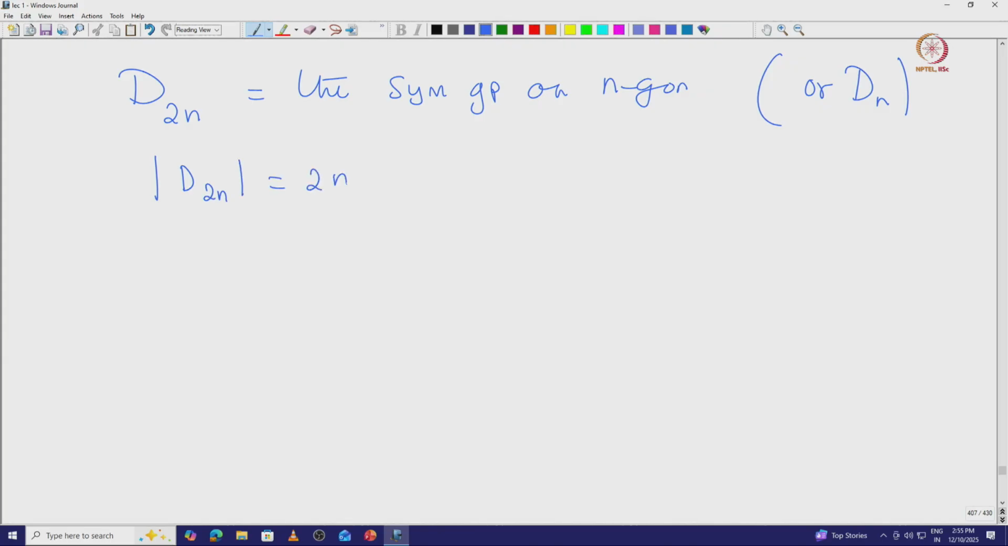Let me do this example where we have n equal to 4, which corresponds to the square. Then it is not very hard to prove that this D8 is indeed generated by 2 important elements of this group. One is the rotation by 90 degrees and another one is reflection about, let us say, the y axis. Let me just draw this picture. So, we have this rotation.